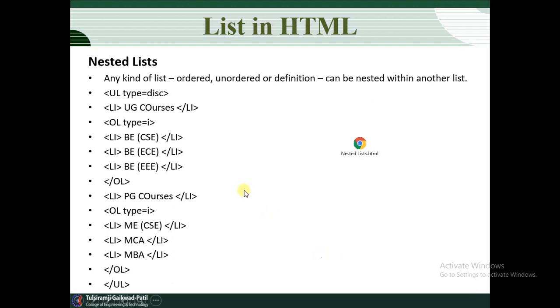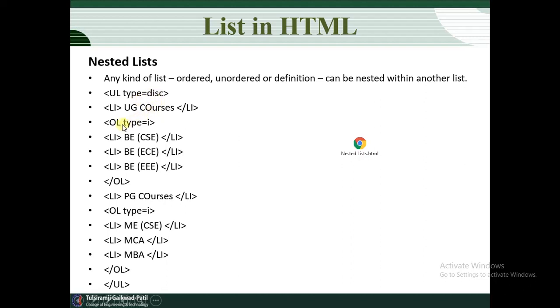Here you will find the UL. It has type equals to disc. What type have we declared here? It is the disc type. Now again you may find the LI, UG courses. LI indicates the elements. What elements do you require here? UG courses. And the type we have taken here is disc. Type is the attribute and disc is the value.